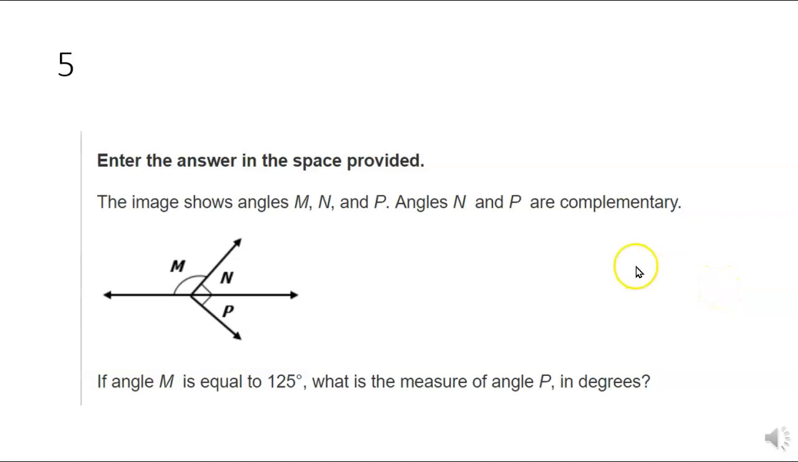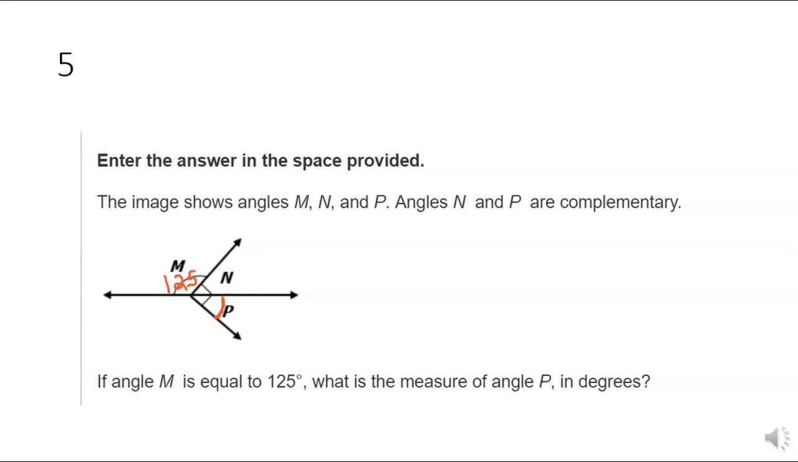The image shows angles M, N, and P. Angles N and P are complementary. If angle M is 125 degrees, what is the measure of angle P in degrees? I have been given that angle M is 125 degrees, so I'm going to label that, and I'm looking for angle P. The problem here is that I can't find angle P directly, because I know N and P add up to 90 degrees, but I don't have any other reference for angle P.